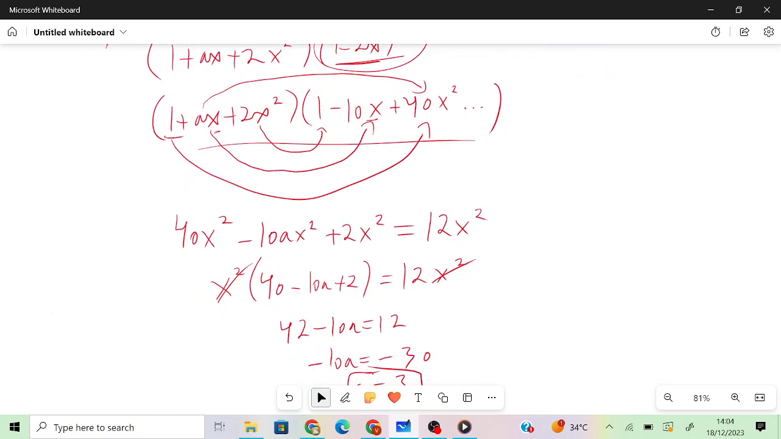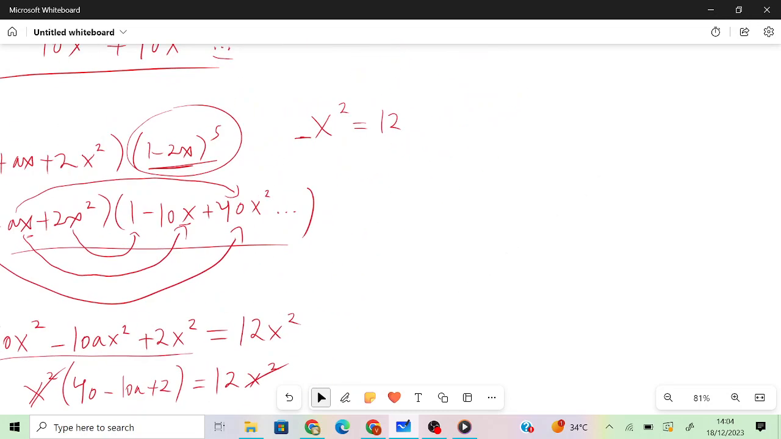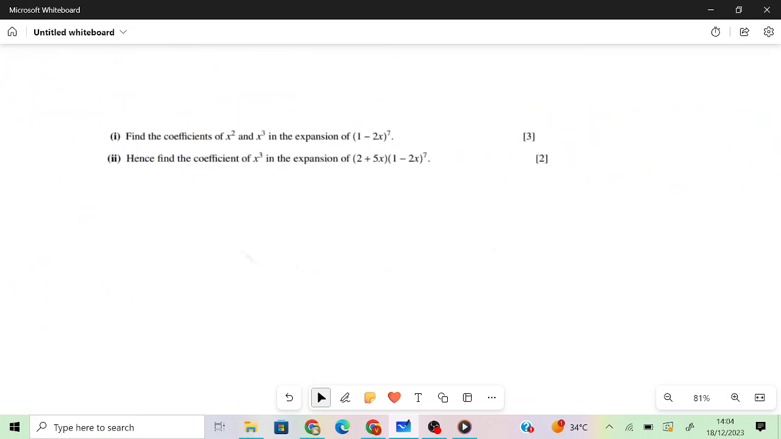And when you do that, you simply add them all together over here, like I did, and equate it to the x squared coefficient they gave, which was 12. Factorize x squared on both left side and right side, and then you can easily solve for a. That was the first one. Now let's move on to the next one.